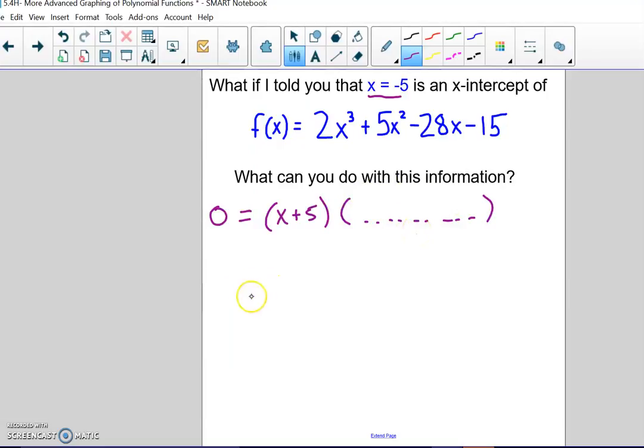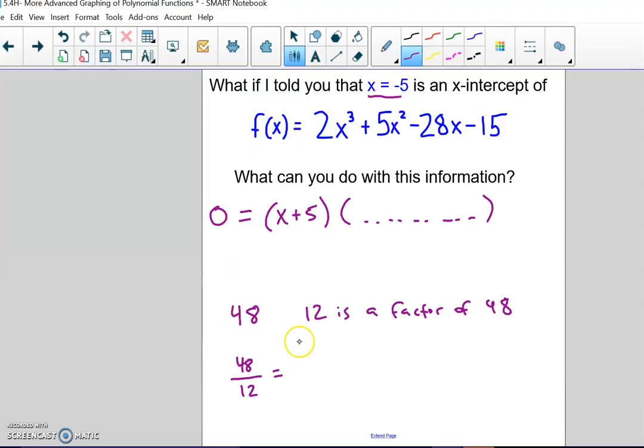If you think about this in terms of numbers, let's say I told you I have the number 48, and 12 is a factor of 48. That's kind of like me telling you that x equals -5 is an x-intercept of this function. If 12 is a factor of 48, what that means is I could take the number 48 and divide it by 12, and when I'm done, I should get an answer that has no remainder.